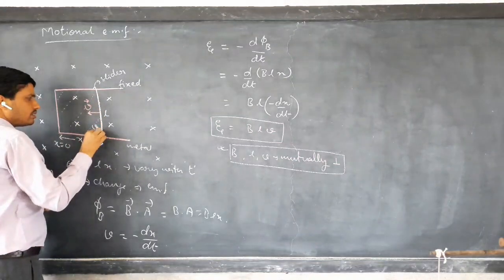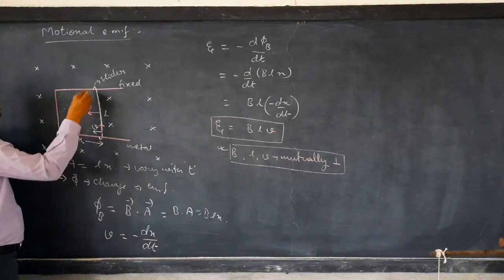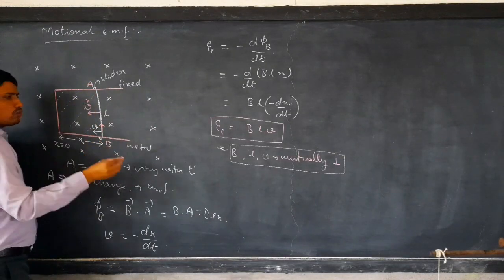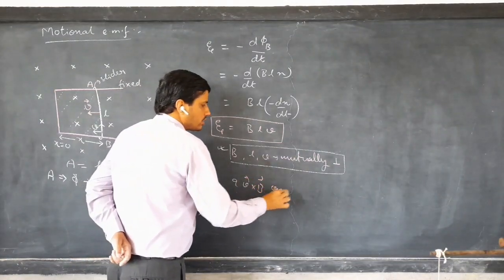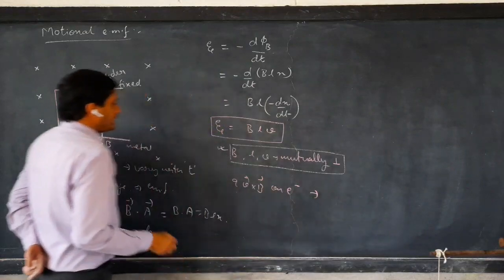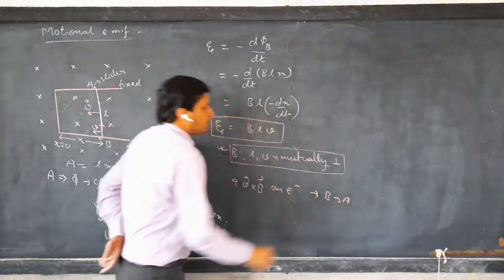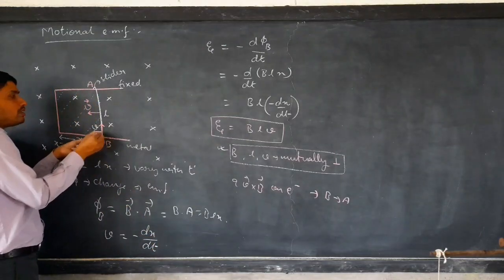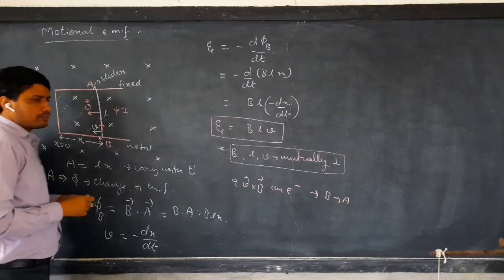So here, these free electrons will experience force in upward direction. If I name it as A, B, so force, Q v cross B, this force on the electrons will act in the direction from B to A. And therefore, the electrons will move from here to here. And therefore, there will be current in opposite direction like so.